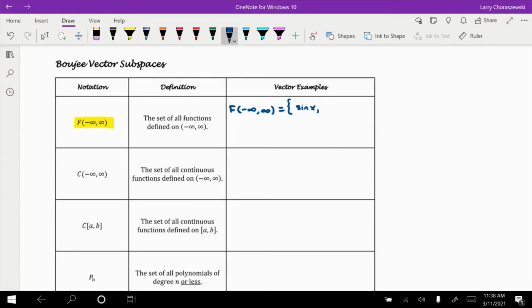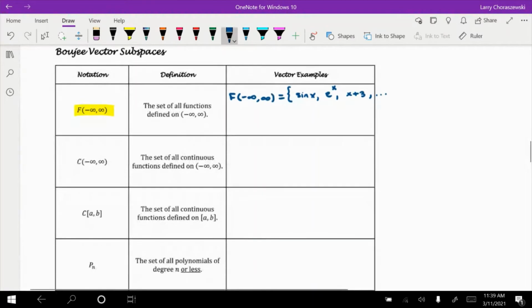Sine x would belong in this set that has a domain of all real numbers. It is also a function. E to the x meets the criterion. It's a function and defined on all real numbers. Polynomials definitely belong in this set. Every polynomial is continuous and has a domain of all real numbers. So something as basic as x plus 3 would be an example of a function that resides in the set. And there are many, many more, actually. This happens to be the largest of the subspaces involving functions.